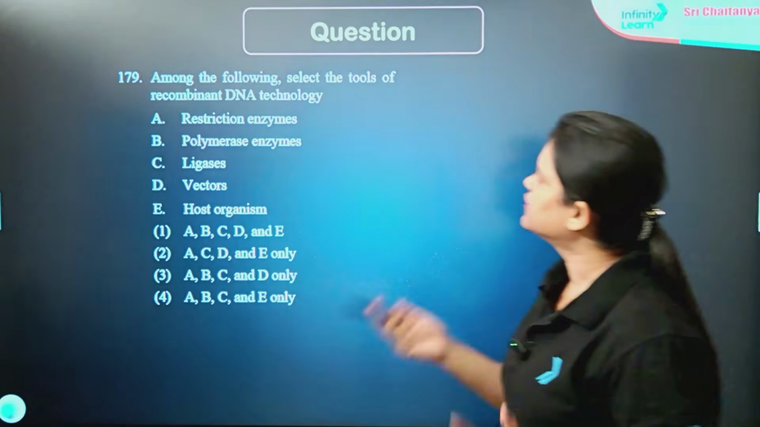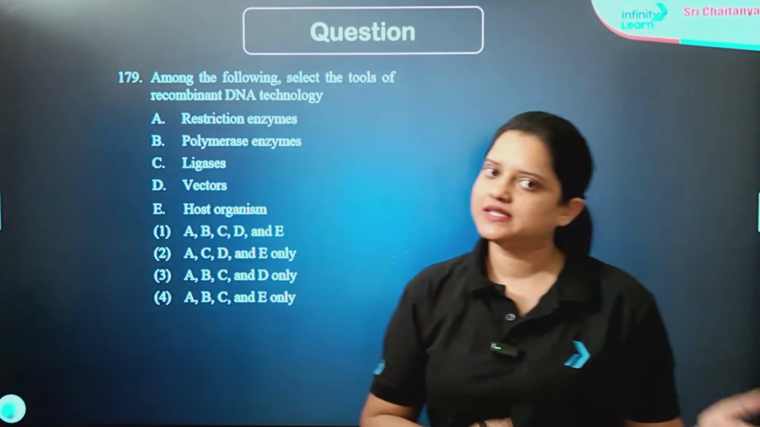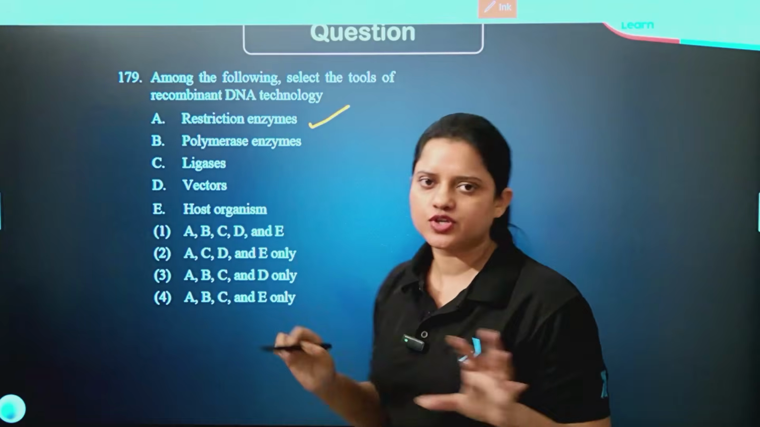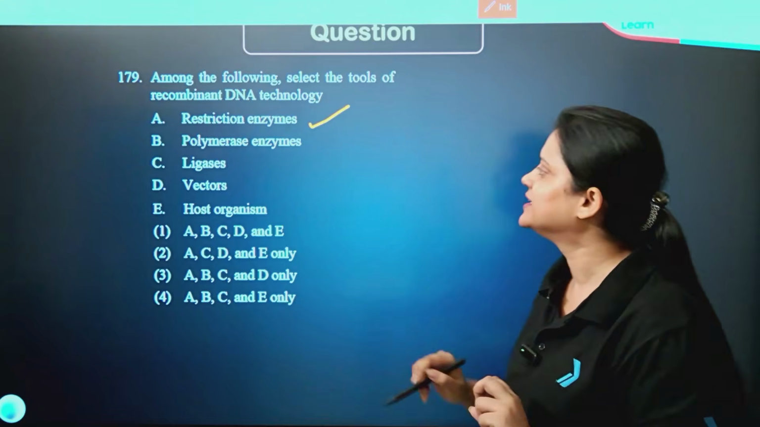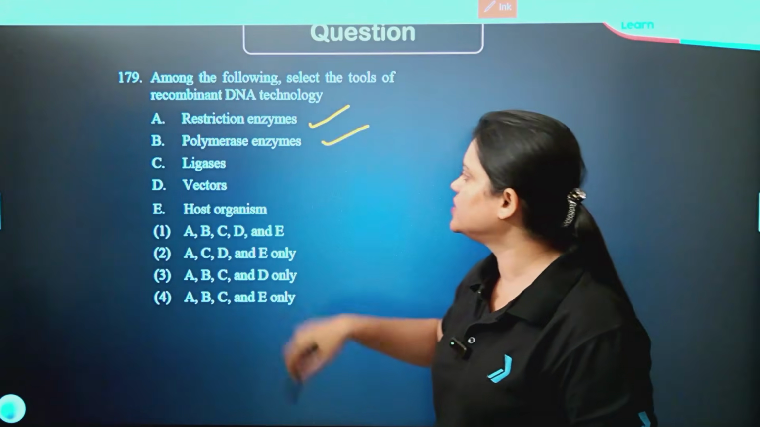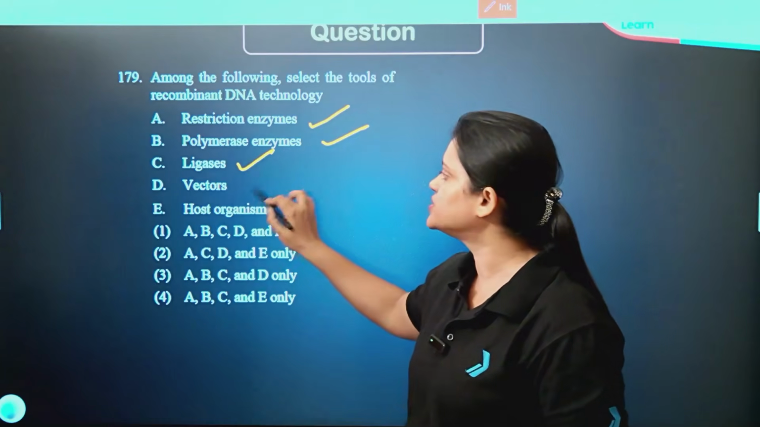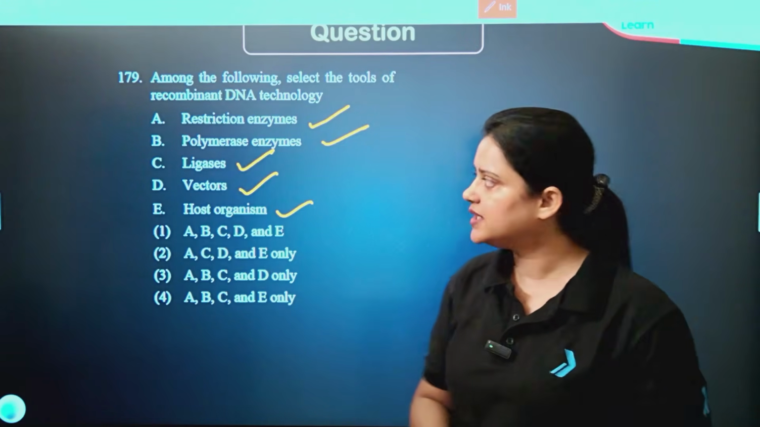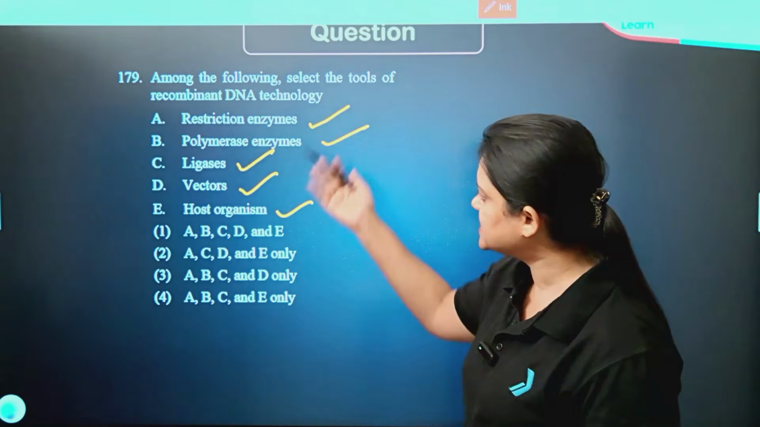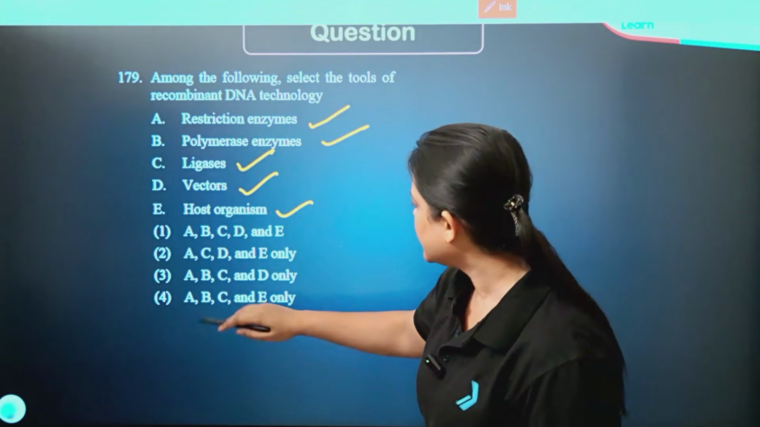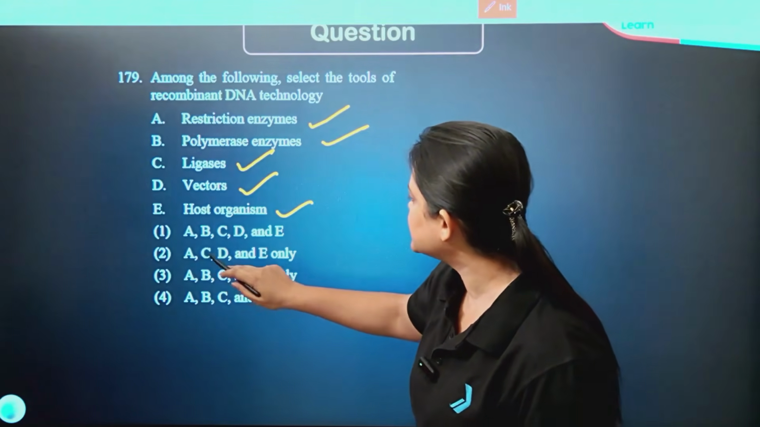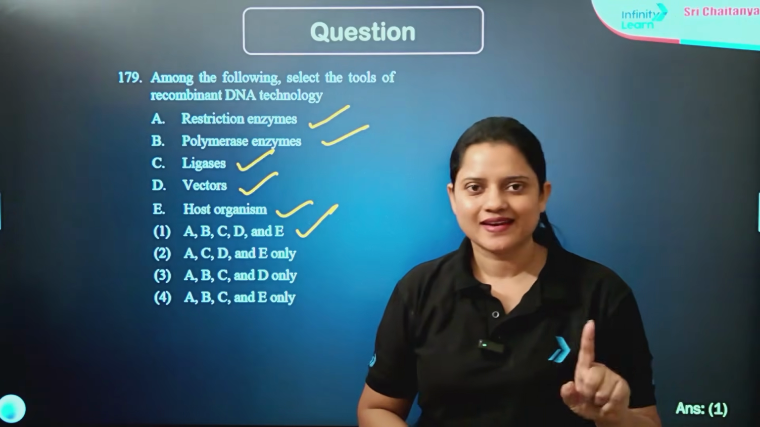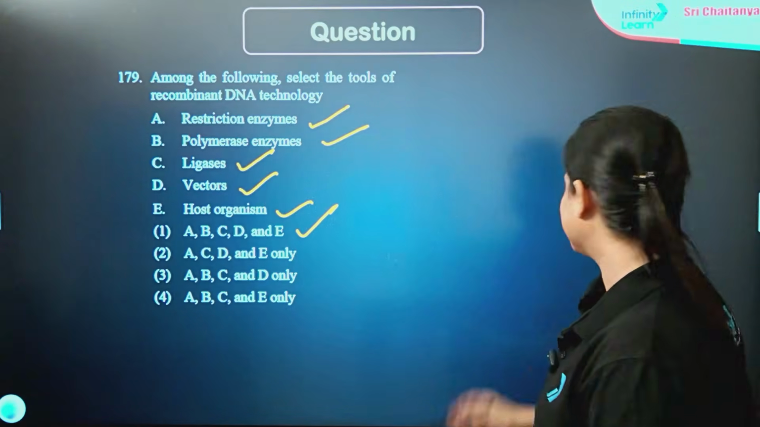Next question. Among the following, select the tools of recombinant DNA technology. Restriction enzymes. Yes, we do use restriction enzymes in our DNA technology. Polymerase enzyme. Yes, we are using ligase also. We do use vectors also, and host organism we need definitely. So basically all of them, A, B, C, D, E. So we got our answer should be 1, right? All of them will be used, right?